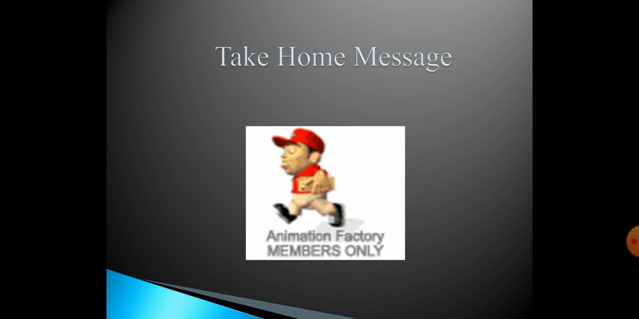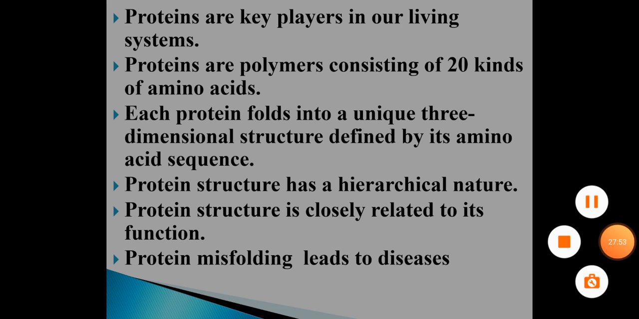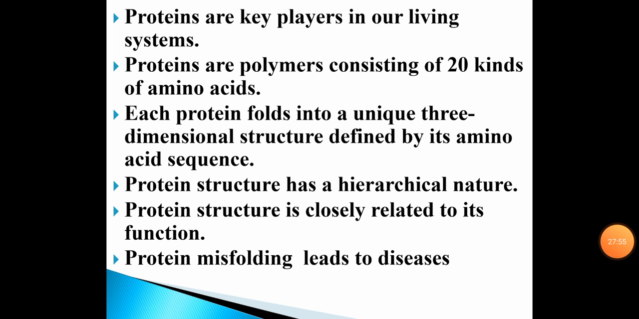Take home message. Protein is a polymer consisting of 20 kinds of amino acids. Protein folds into a unique 3-dimensional structure. Protein has a hierarchical nature. Protein structure is closely related to its function. Protein misfolding leads to disease.